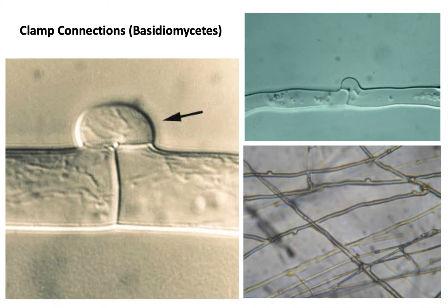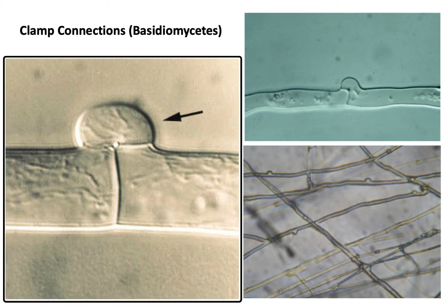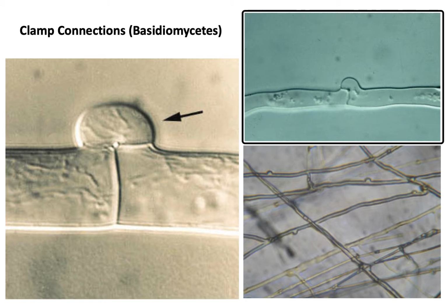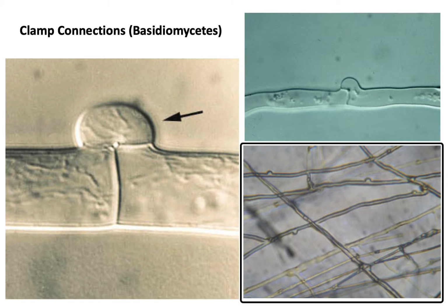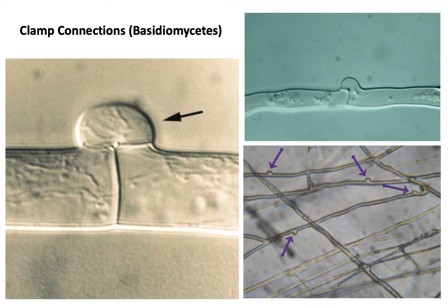And here are a few pictures of those clamp connections where the nucleus has actually moved through that clamp from one cell to the other. Here's a close-up, there's another close-up, and then you can see among these hyphae all these little bumps on the side of the cell, and those are the clamp connections where one of the nuclei has moved through that channel. If these were ascomycetes, then those cell walls would be absolutely smooth. You wouldn't see those little bumps.